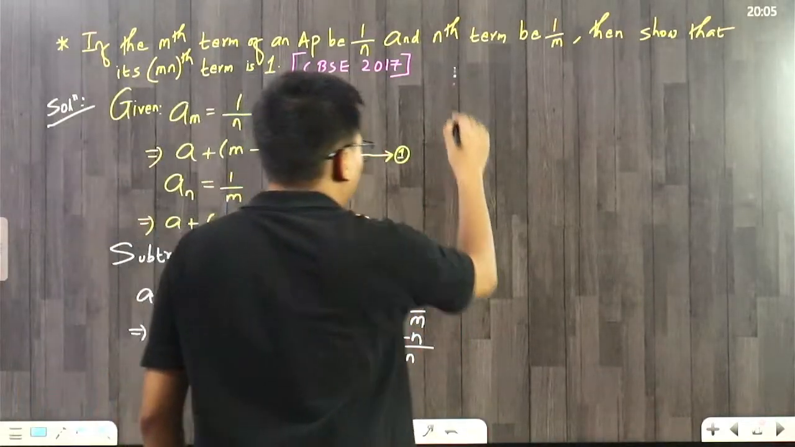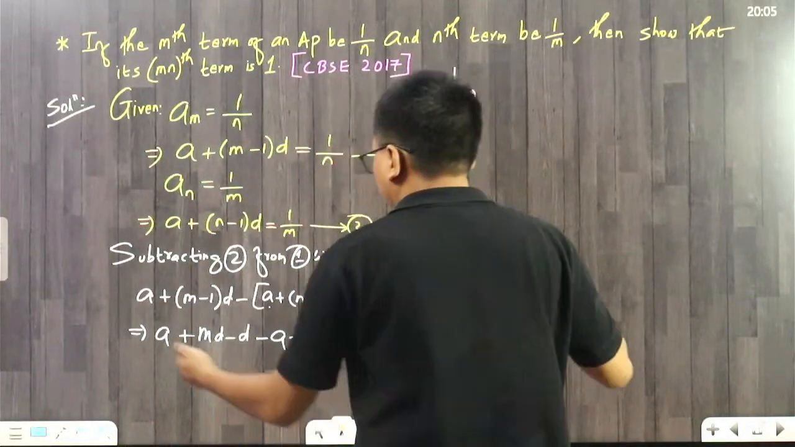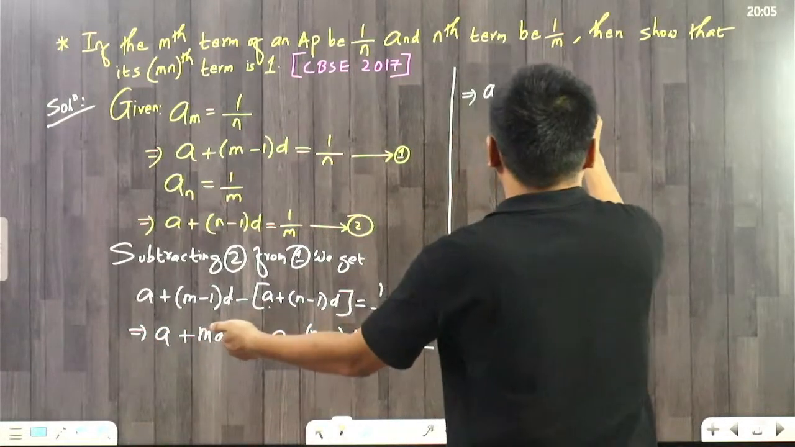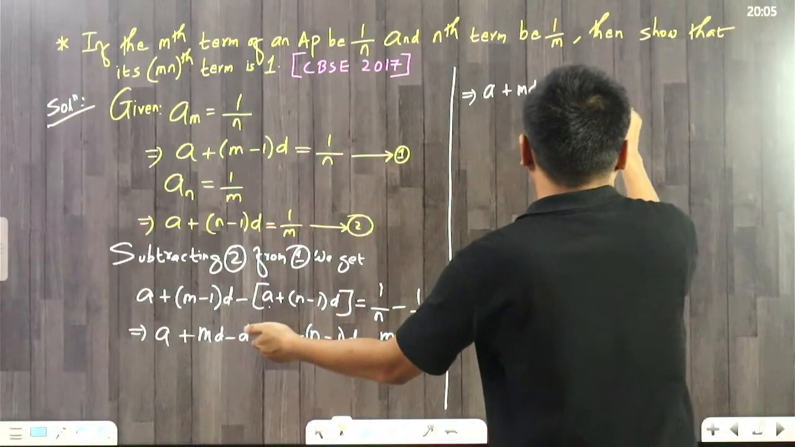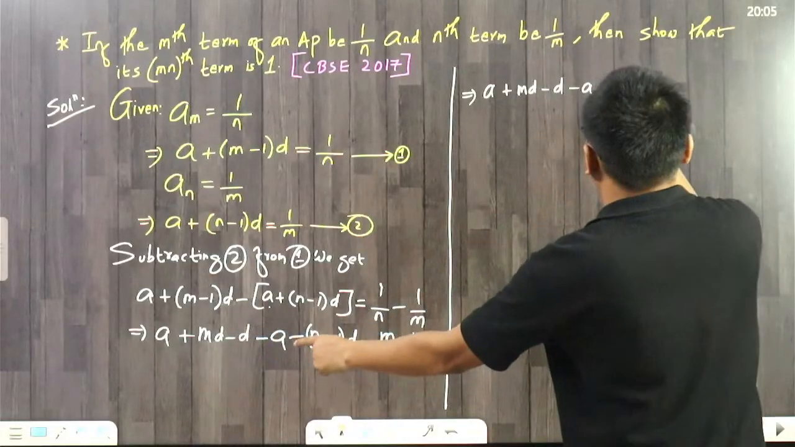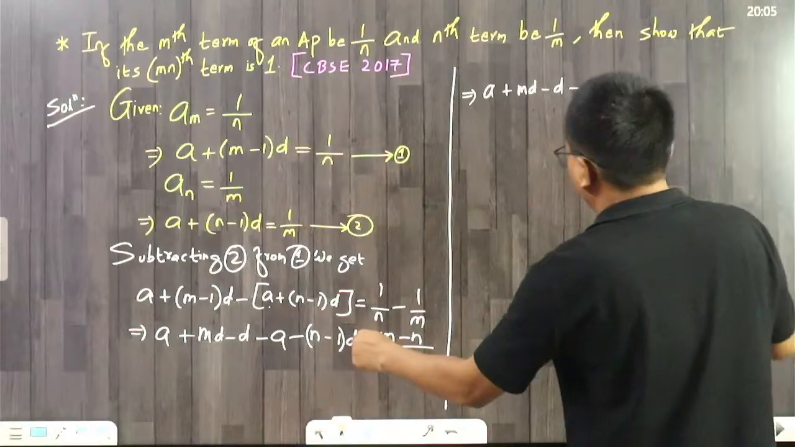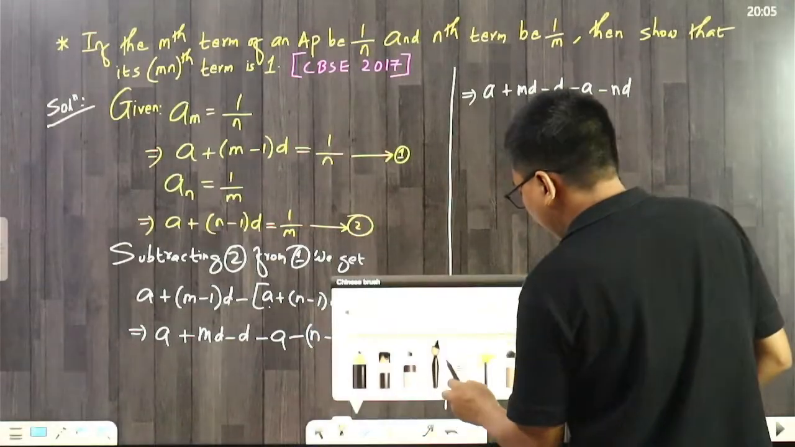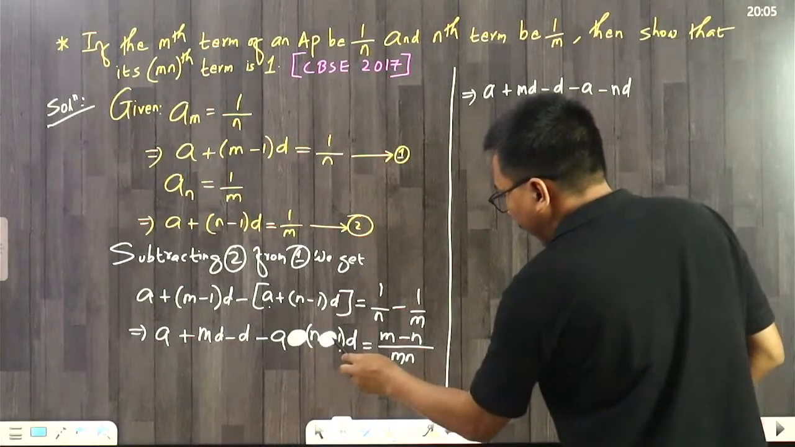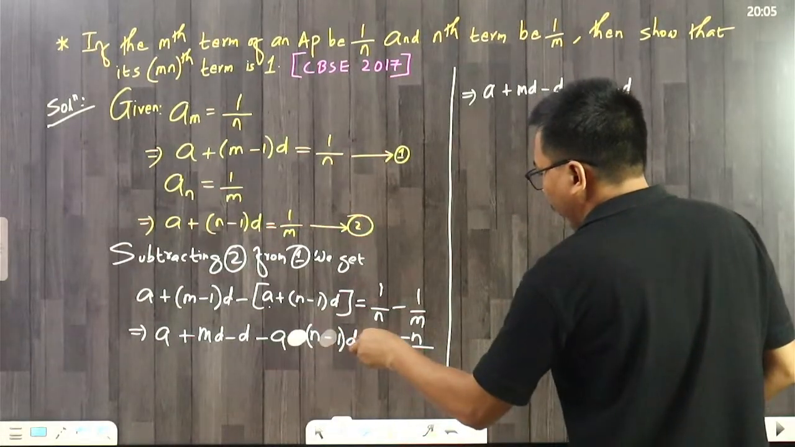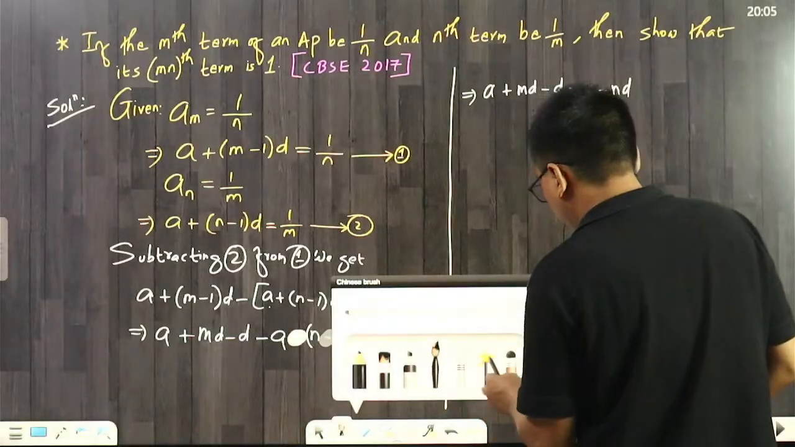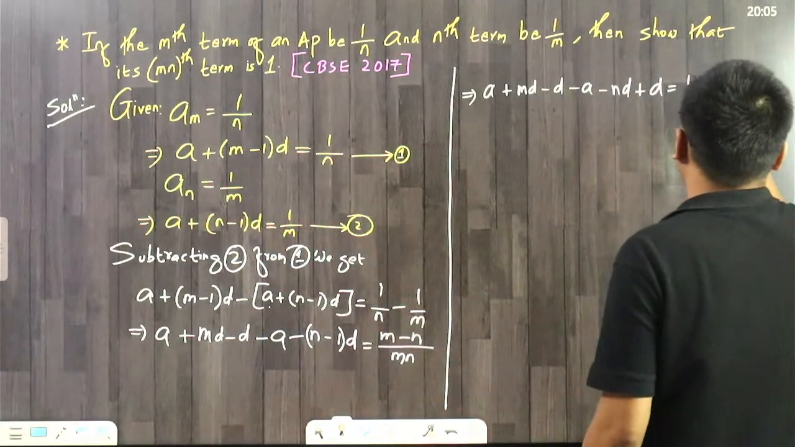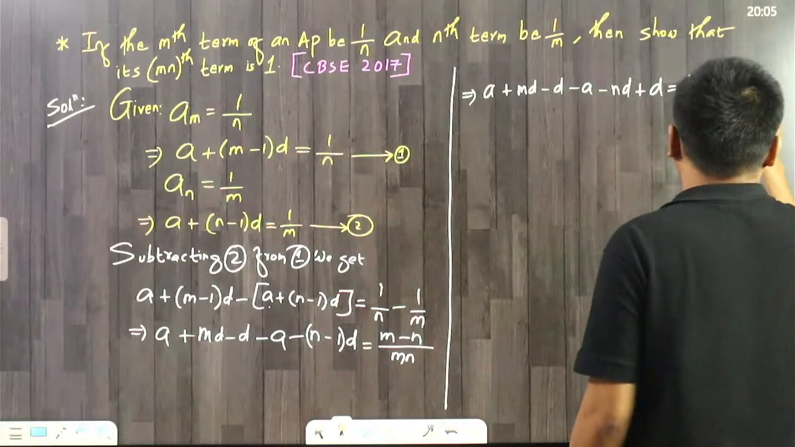Let's write it: a plus md minus d, minus a, minus n into d, which is nd. Now minus into minus will be plus, 1 into d will be plus d, so we'll get plus d, is equal to m minus n by mn.